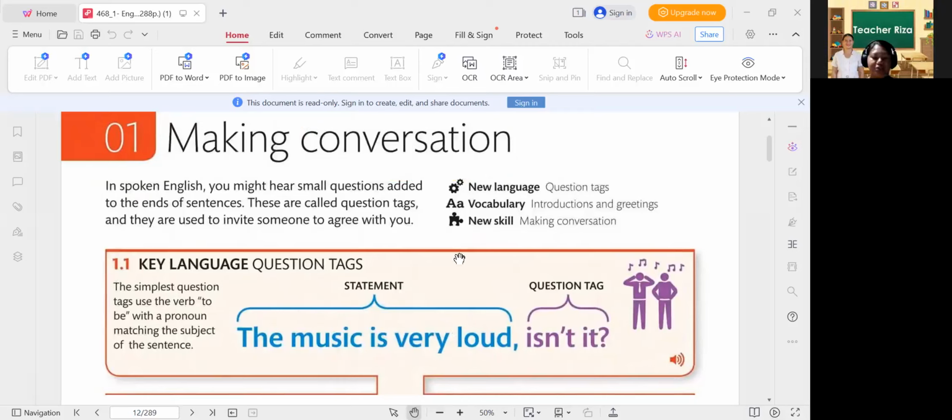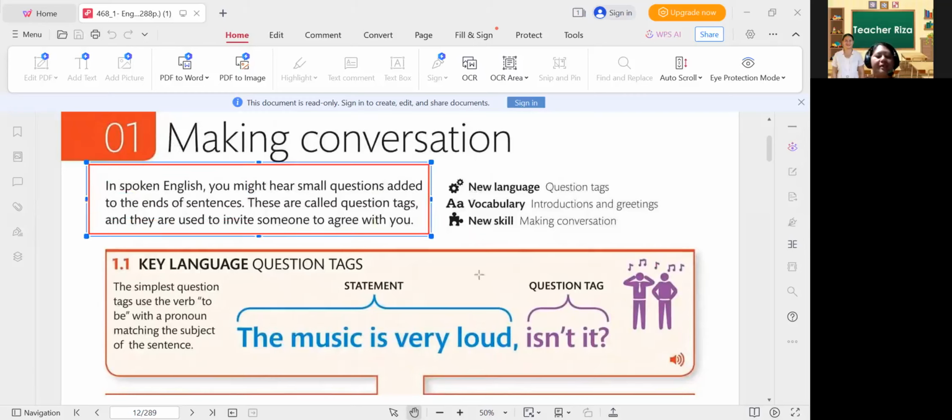So this time, please read this one. Start here. In spoken English, you might hear small questions added to the end of a sentence. These are called question tags, and they are used to invite someone to agree with you. Okay, very good. So thank you so much for reading this one.